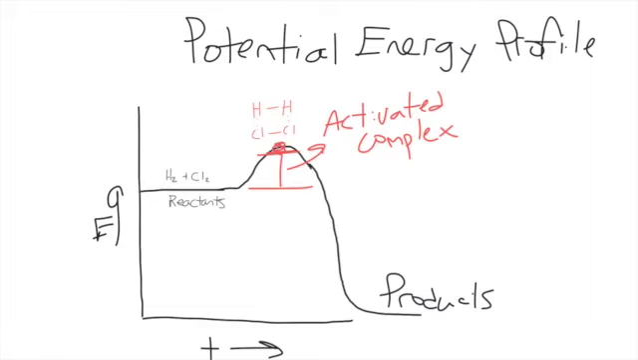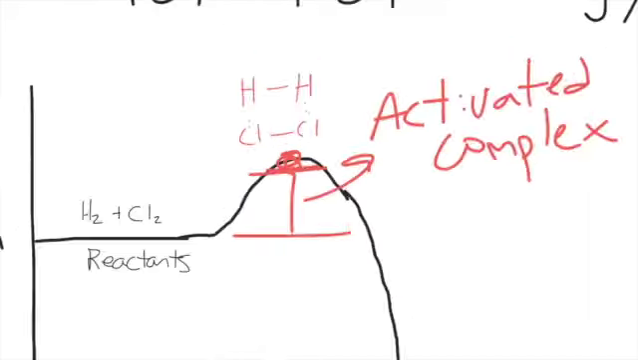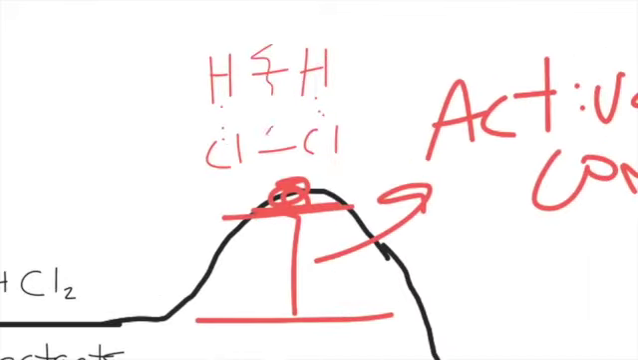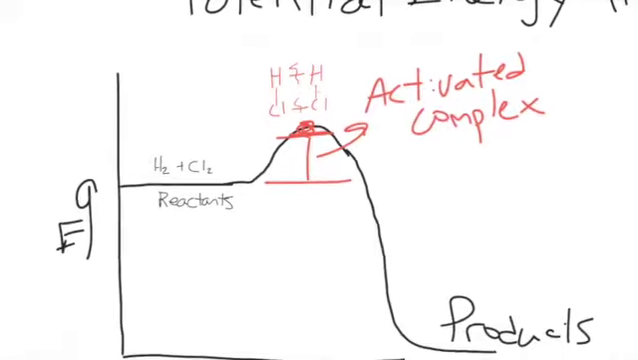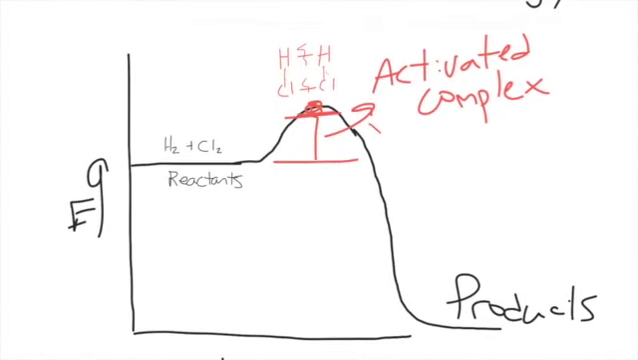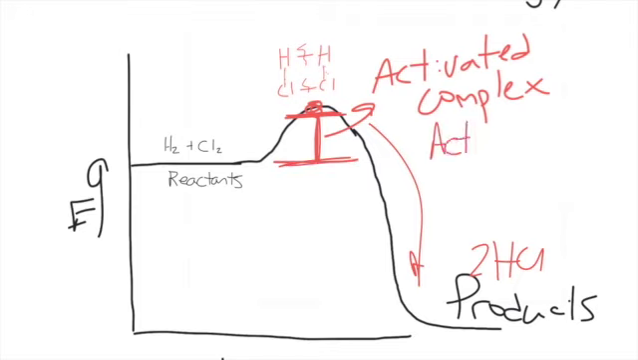Now at that point, once that's formed, then these bonds of H and Cl snap. The bonds of H and Cl are formed fully, and the reaction proceeds to the end, down the hill to the products, HCl and 2 molecules of it. Now this energy that I've drawn in red is what is known as the activation energy.